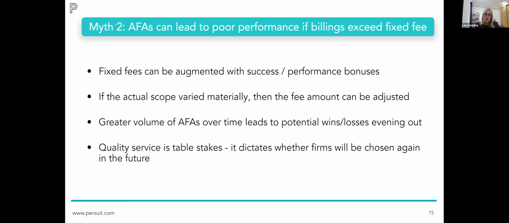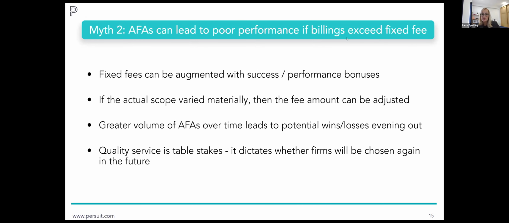No, not necessarily. And there are a number of things you can do to mitigate a perceived loss in quality. You can pair your fixed fee with a success or a performance bonus, or you can tie it to those values like the value-based AFA that we spoke about earlier. If the scope varies, the best fixed fee is one with a really nice scope set out and an agreement at the start that if there is a material deviation in the matter, the fee will be amended in a fair and measurable way.